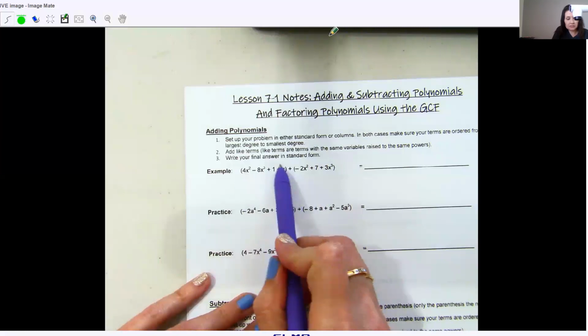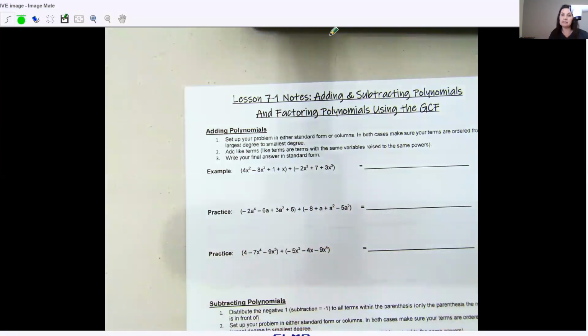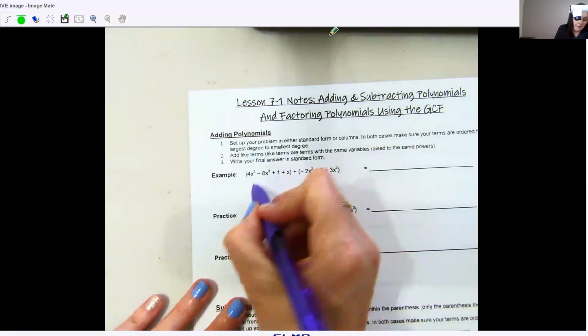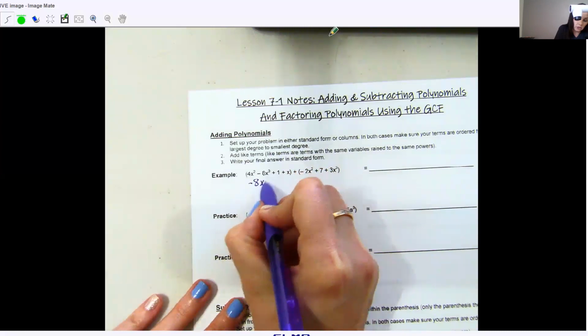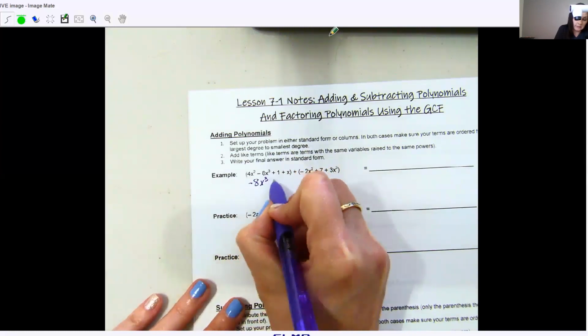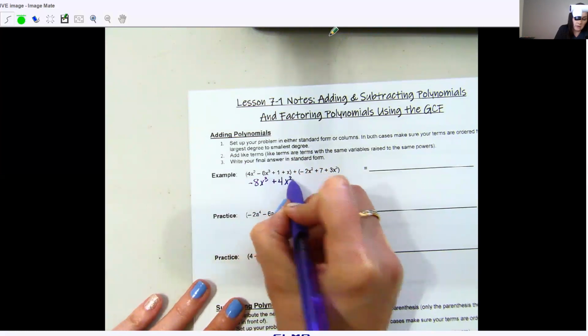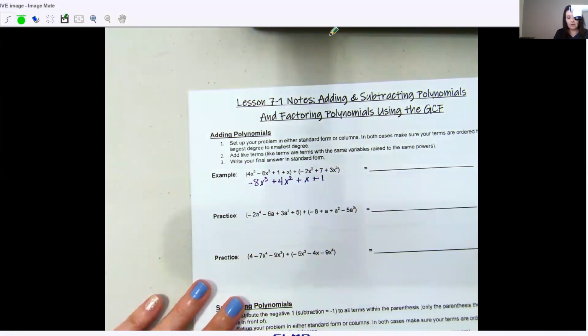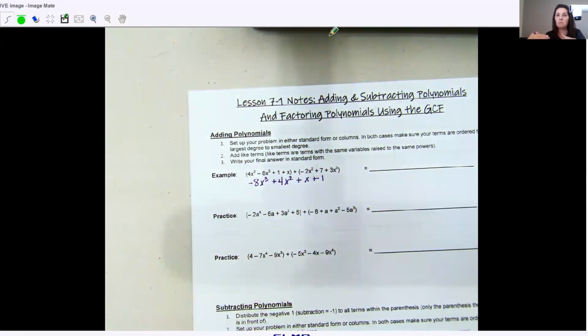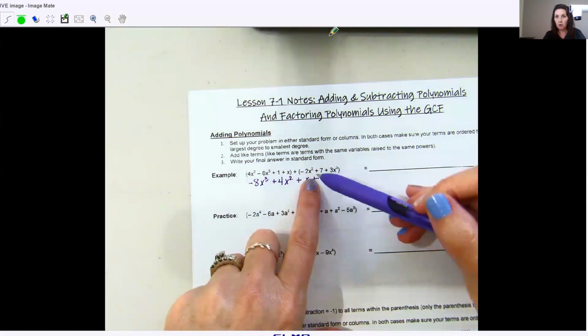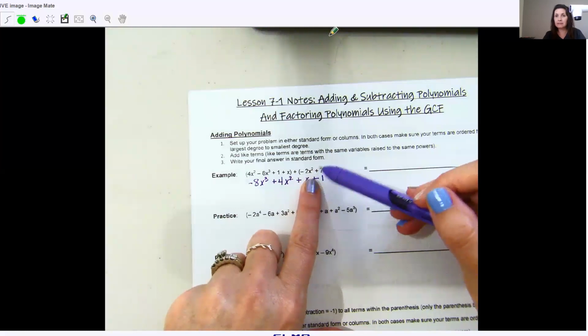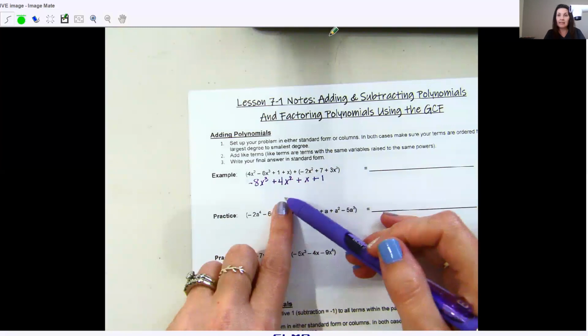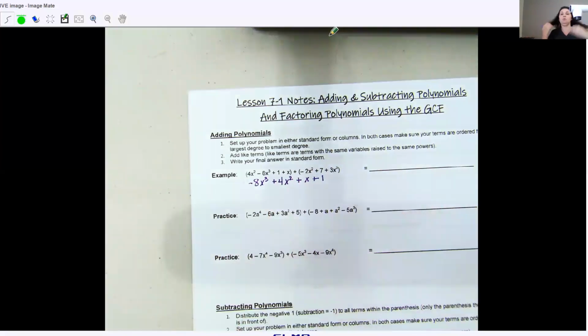I'm going to take this first polynomial here, and I'm going to write it in standard form. Okay, I have negative 8x cubed plus 4x squared plus x plus 1. Okay, and now what I'm going to do is line up my monomials that have the same exponent, raised to the same power, underneath its like term. Okay, so what does that look like?